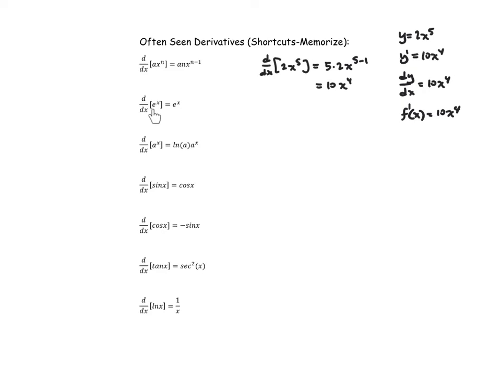A few others. Derivative of e to the x is itself. That one's great. Derivative of a to the x is ln of a times a to the x. Why wasn't this ln of e to the x? Well, it was because ln of e equals 1. Derivative of sine is cosine. Derivative of cosine is negative sine. Derivative of tangent is secant squared. That one I would memorize. I'll show you how to do it using the quotient rule. And derivative of ln of x is 1 over x.